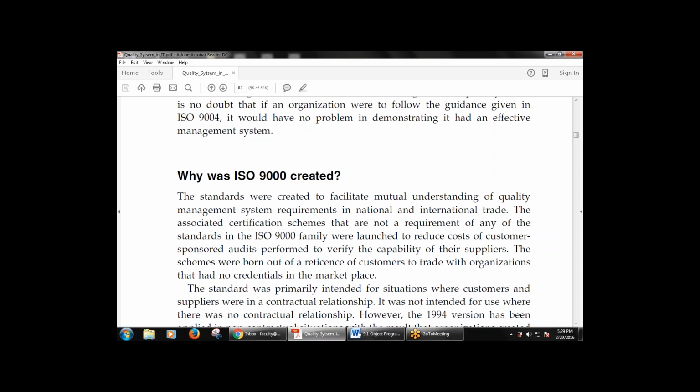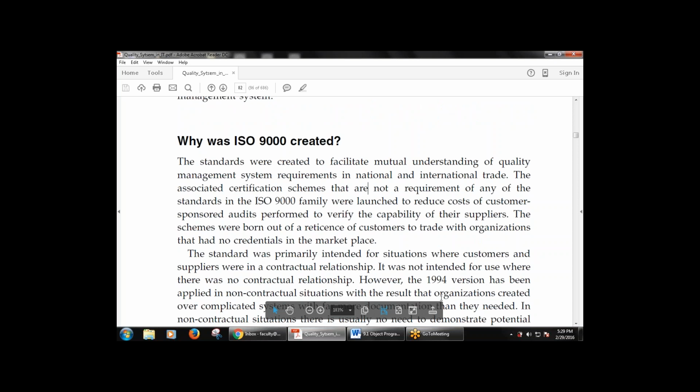These were schemes born out of the resistance of the customer to trade with organizations that had no credential in the marketplace. And the standards were primarily intended for situations where the customer and the suppliers were in a contractual relationship.